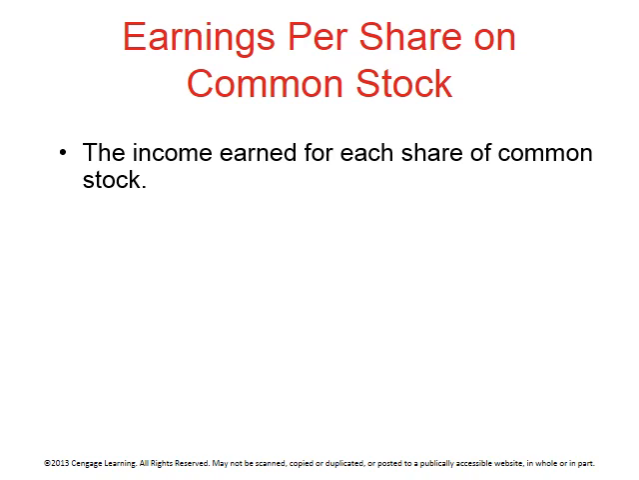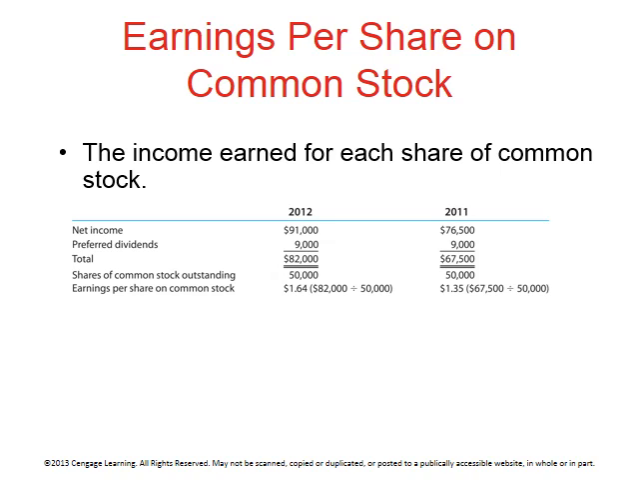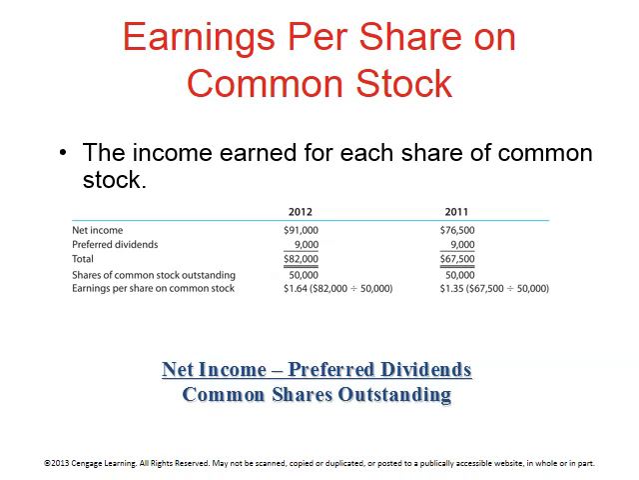So earnings per share on common stock, this is a real popular one if you look at the Wall Street Journal or Yahoo Finance. It's the income earned for each share of common stock. To calculate this one, we take our net income less preferred dividends. So our net income, $91,000, 2012, less preferred dividends of $9,000 gets us $82,000 for the numerator. If we have 50,000 shares of common stock outstanding, we take $82,000 divided by 50,000, and it'll get us $1.64 earnings per share on common stock, which is an improvement over 2011.